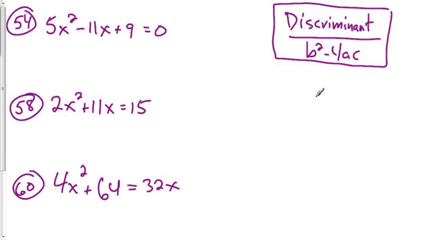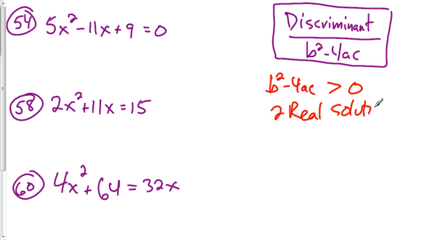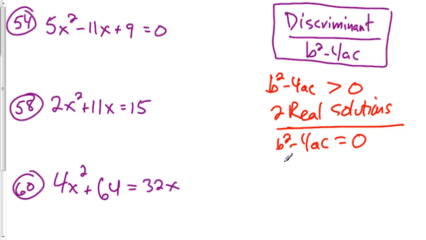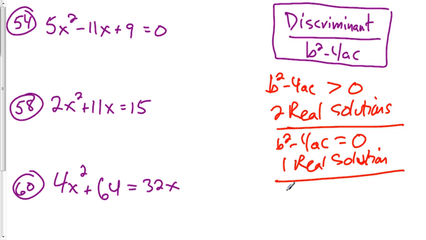Okay, discriminant, b squared minus 4ac. And again, if b squared minus 4ac is positive, then we get 2 real solutions. This is what we're trying to figure out here. If b squared minus 4ac is equal to 0, we get 1 real solution. And last but not least, b squared minus 4ac is negative. We get 2 imaginary solutions.